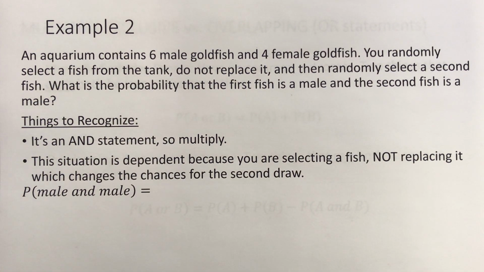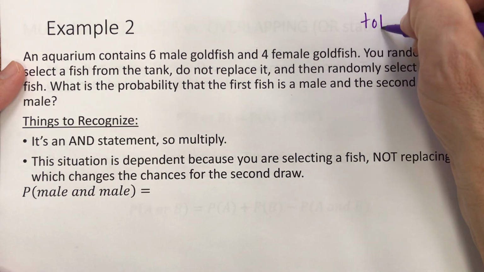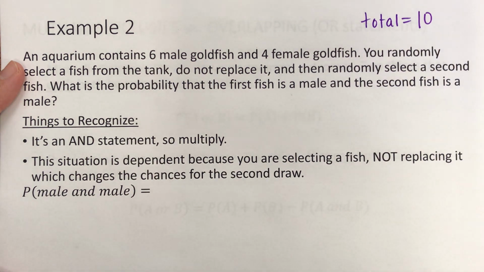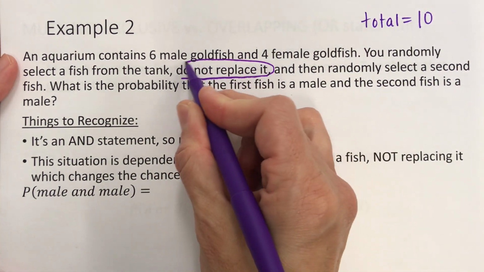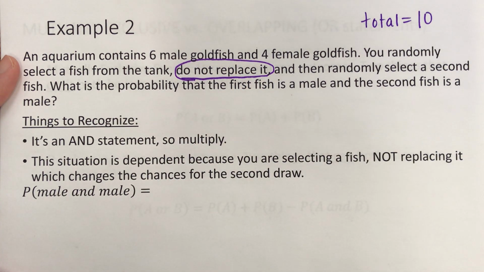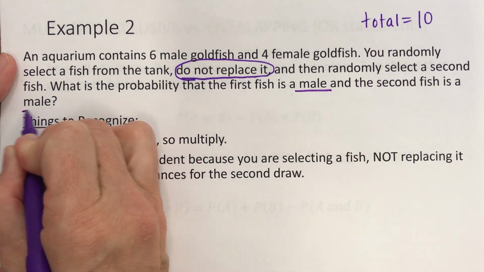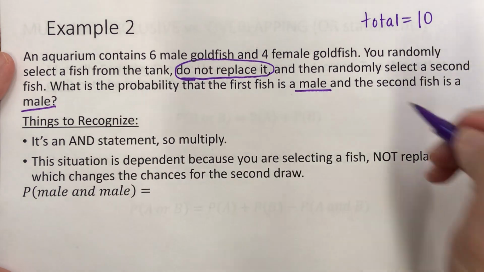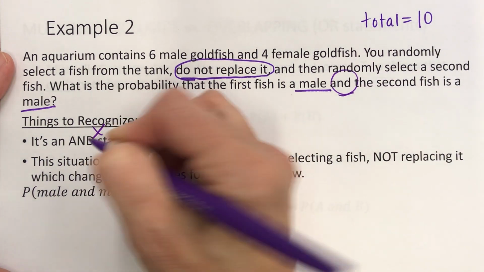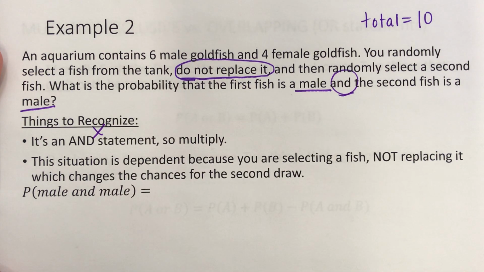Second example, an aquarium contains 6 male goldfish and 4 female goldfish, which is a total of 10. You randomly select a fish from the tank. Do not replace it. And then randomly select a second fish. What is the probability that the first fish is a male and the second fish is a male? Okay, so we see that word and, so we know we are multiplying. This situation is dependent because you are selecting a fish, not replacing it, which changes the chances for the second draw. So that's going to affect our setup.